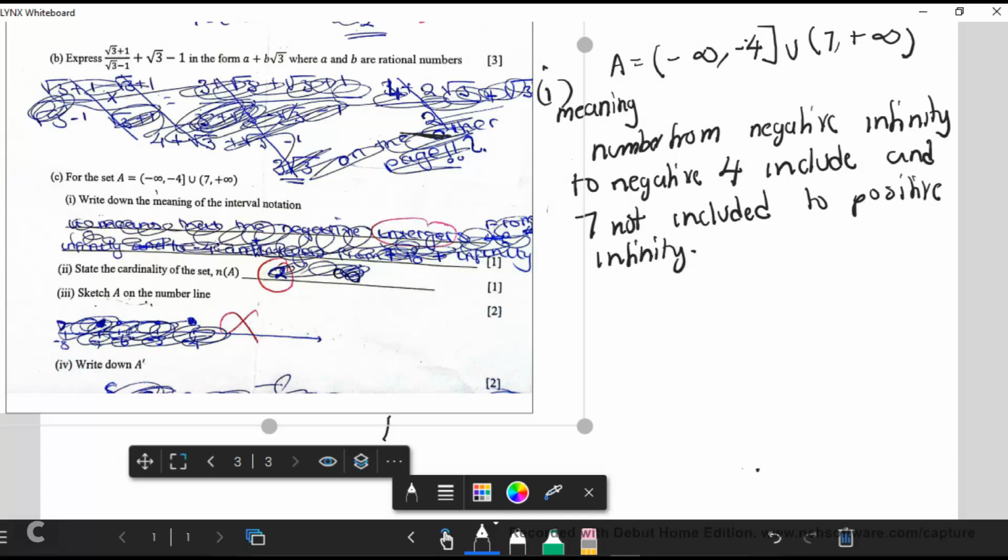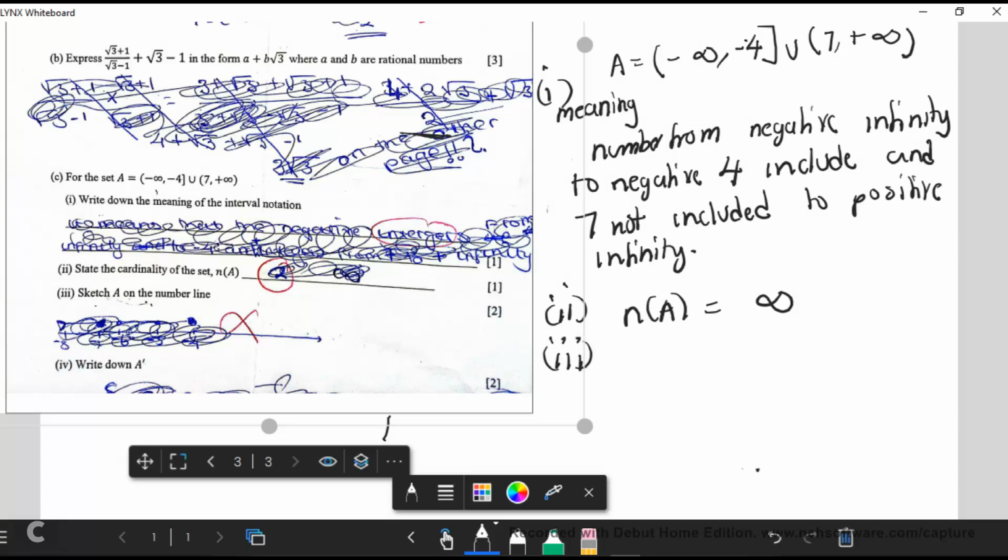Then what's another question? It says state the cardinality of the numbers in that set. So here we don't have a cardinality number because it's infinite, right? So to say A has elements that are infinity, just put infinity. Don't write any number. Then how about the other one? Question 3.